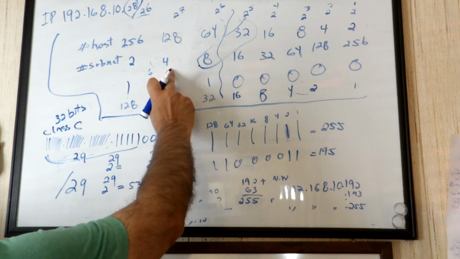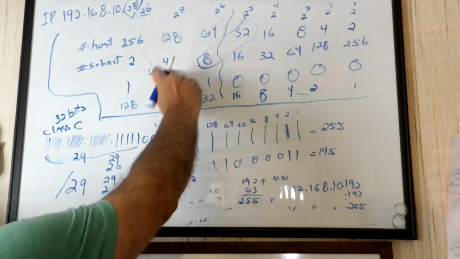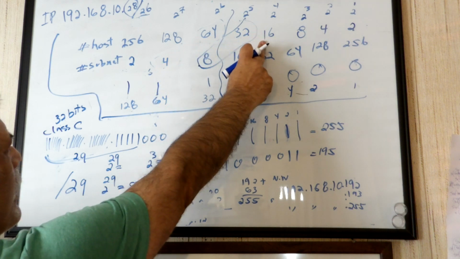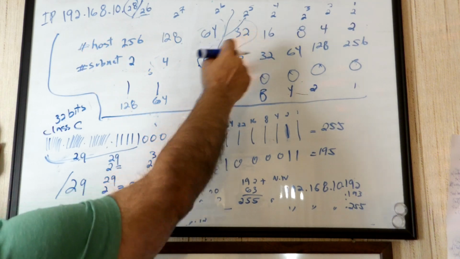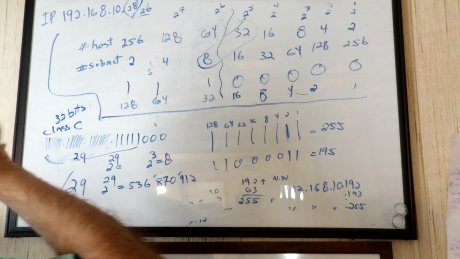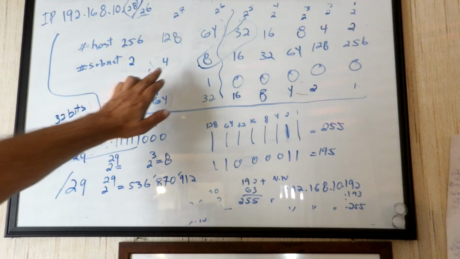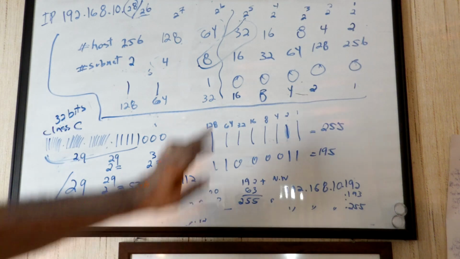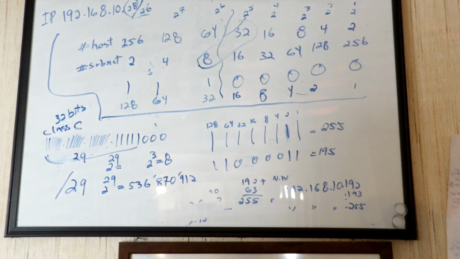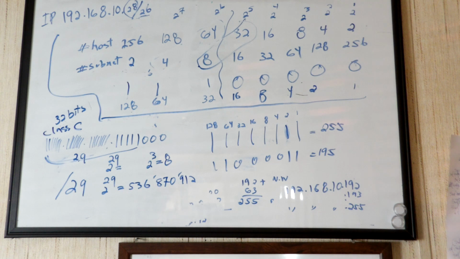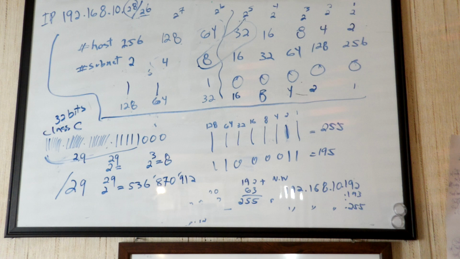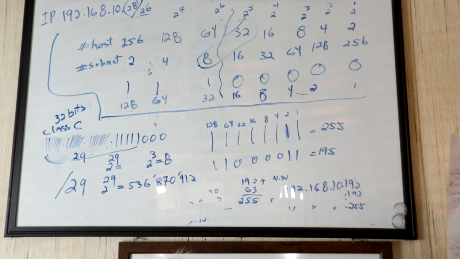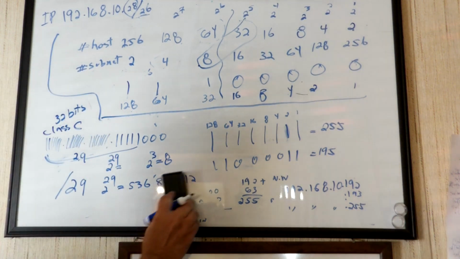With 64 hosts, you are going to have 4 subnets. If there is a small company with 16 hosts, then you are going to have 16 subnets. If you multiply these, it's going to be 256. 4 times 64, 8 times 32, 16 times 16, the result is going to be 256.